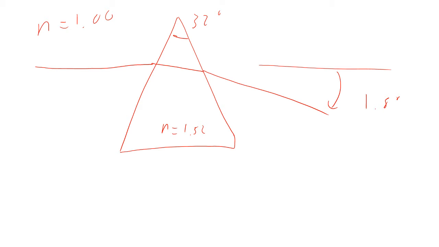So there we have a prism here. Okay. And no, wait, hang on. I got the wrong number right there. That was not 1.8 degrees. Okay, so that was 18 degrees. Okay. All right.